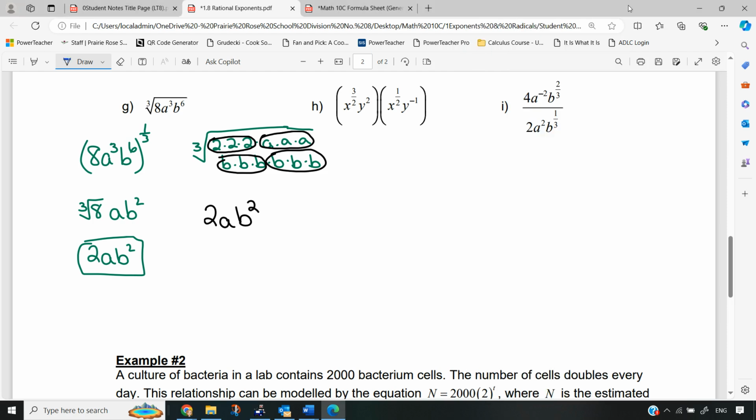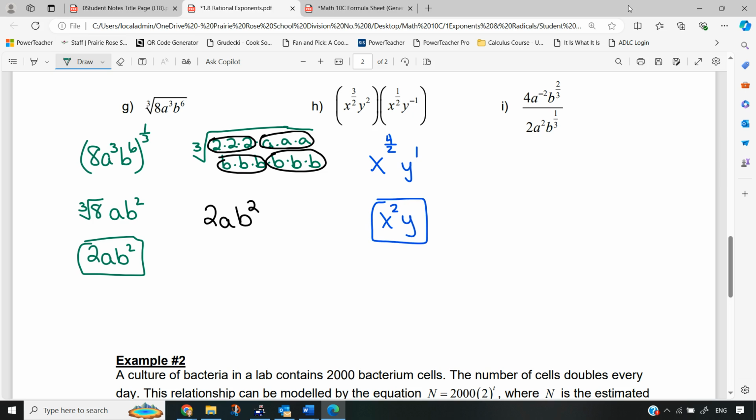Moving on, for h, again, we have powers with common bases. So I'm going to have x to the 3 over 2 times x to the 1/2 is going to give me x to the 4 over 2. And y squared times y to the negative 1 is y to the 1. Simplifying, this leaves me with x squared times y.